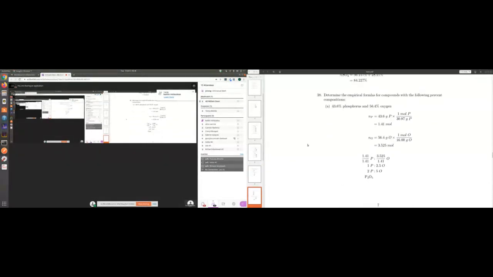And I think someone commented they also wanted to look at a different question, right? 38. Okay. So let me go down to 38. We talked about this problem probably right at the end of the last lecture. This is where we're trying to figure out an empirical formula.